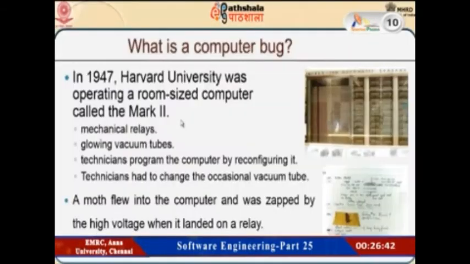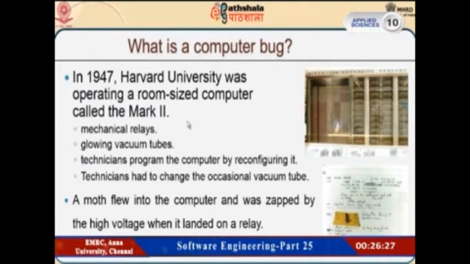So majorly, to verify the entire fitness of the specification that has been mentioned in the requirements phase, testing is carried out. Computer errors we majorly call bugs. So we will see why this word bug initially came about. So we have to define what a computer bug is.